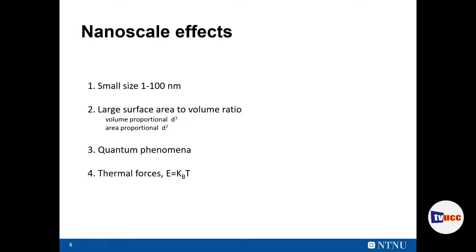Several quantum phenomena will occur at this scale, and now also thermal forces come into play. The thermal forces might be more important than, for instance, gravitational forces, magnetic forces, and so on. The thermal forces are determined by Boltzmann's constant and the absolute temperature. So that was just a little bit to say something more general about what happens at the nano scale.